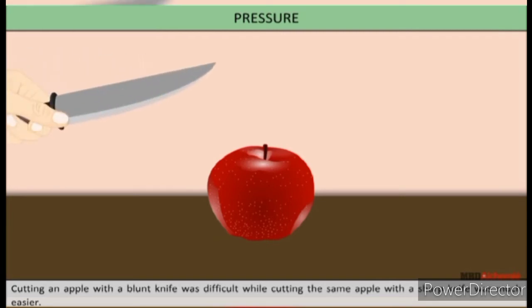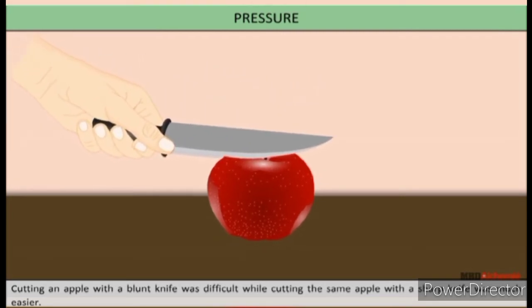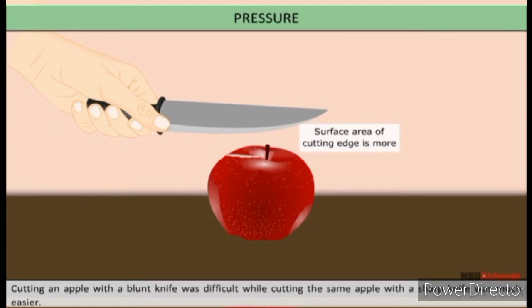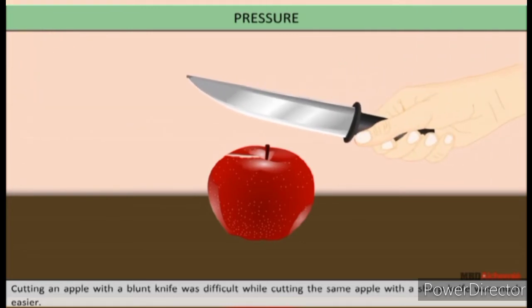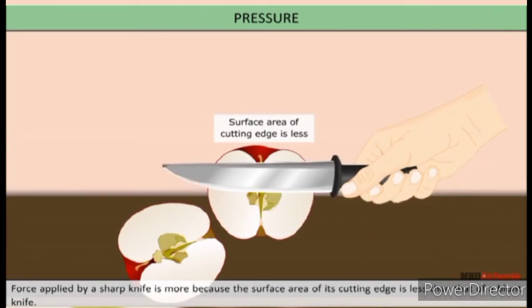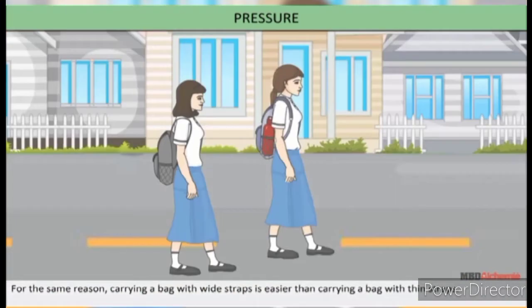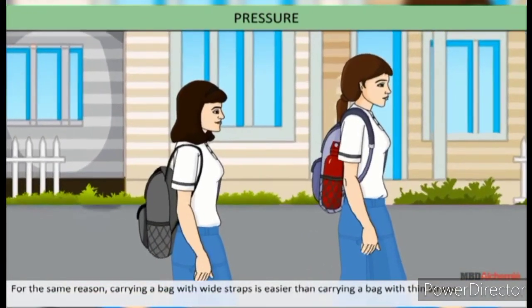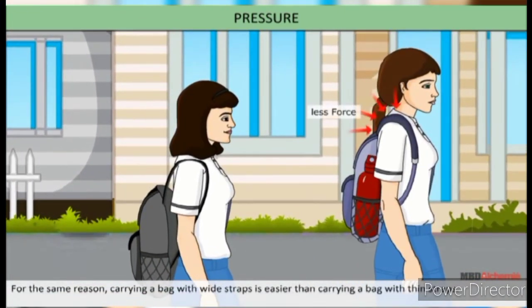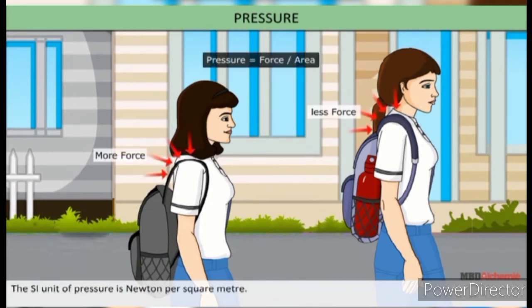Pressure. Cutting an apple with a blunt knife was difficult, while cutting the same apple with a sharp knife was much easier. Force applied by a sharp knife is more, because the surface area of its cutting edge is less than that of a blunt knife. For the same reason, carrying a bag with wide straps is easier than carrying a bag with thin straps. The SI unit of pressure is Newton per square meter.